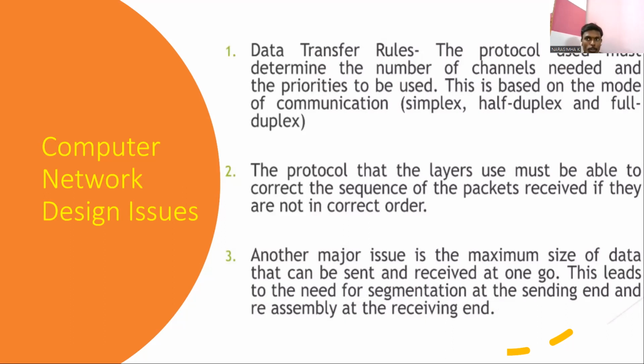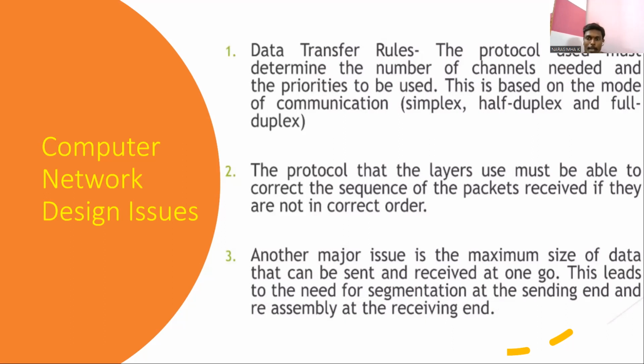Data transfer rules. The protocol used must be determined. Means first, the planning should be done on how many channels are required and what priorities are to be given, because of the priority manner. According to the usage and the priorities, we have to decide. The protocol layers used must be able to correct the sequence of the packets received if they are not in the correct order. Means the protocol should be clear.